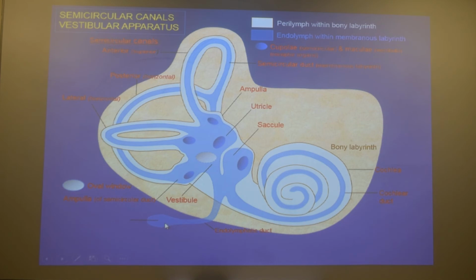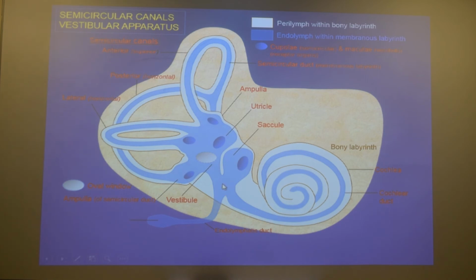The endolymphatic duct carries the endolymph, because the fluid inside the membranous duct is called the endolymph. The fluid between the bony part and the membranous part is called the perilymph, and the fluid within the membranous duct system is called the endolymph. The endolymph goes into the posterior cranial fossa through the endolymphatic duct, which is attached to the junction of the utricle and saccule.